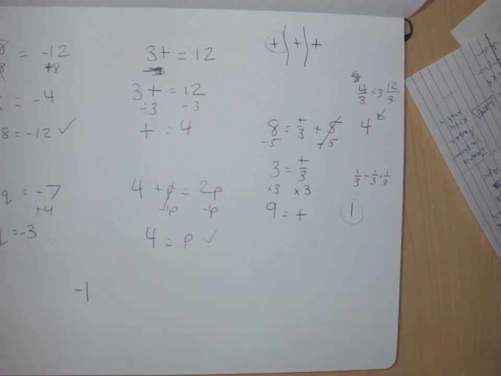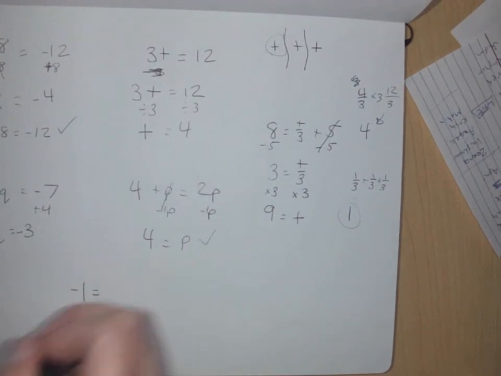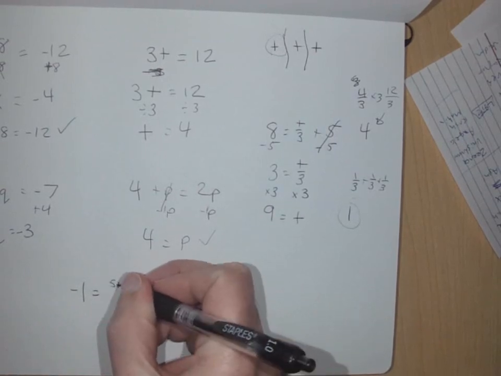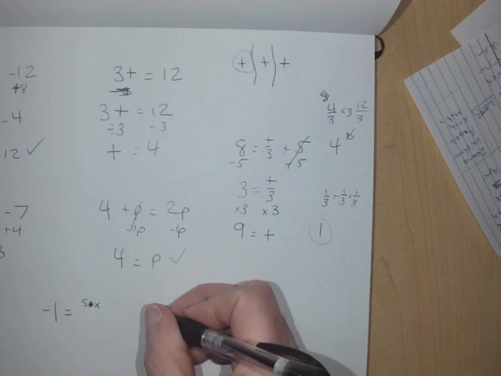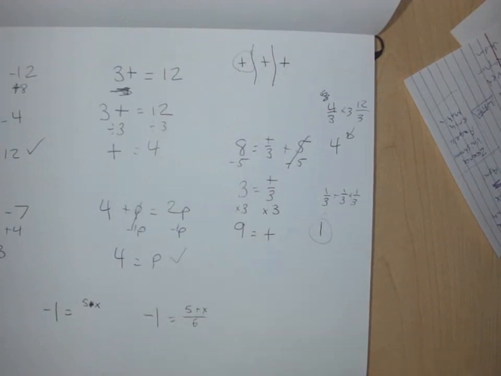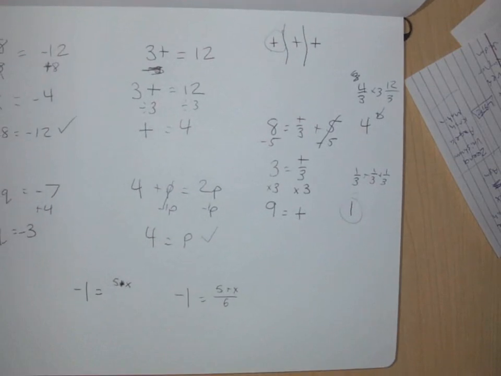So this one's negative 1 equals 5 plus x over 6, okay? And this one's kind of spooky because we've got negative numbers, and we've got not just a variable in the fraction, but we've got a variable and a number. And so to solve this one, same thing. There's no sort of math to be done. We need to isolate the variable. Okay, but it's like in a weird question.